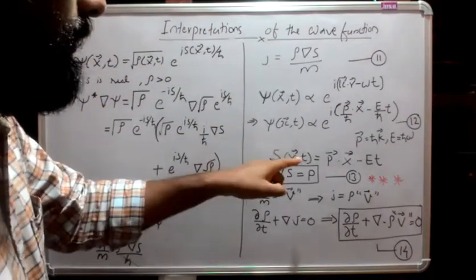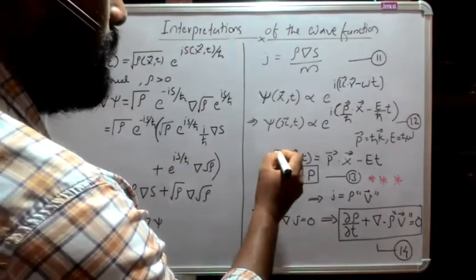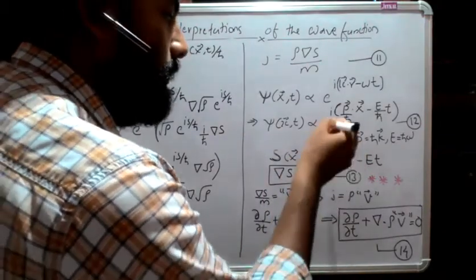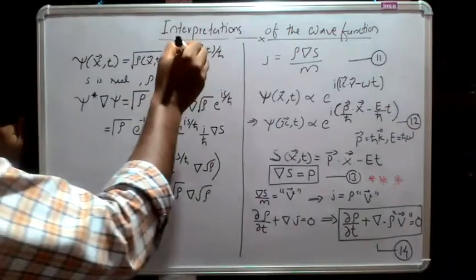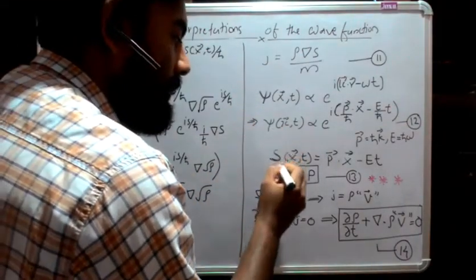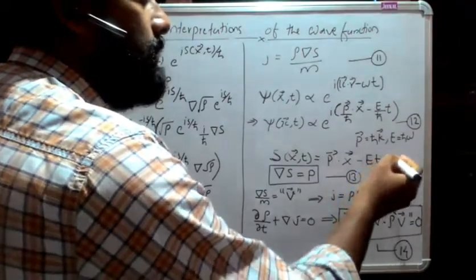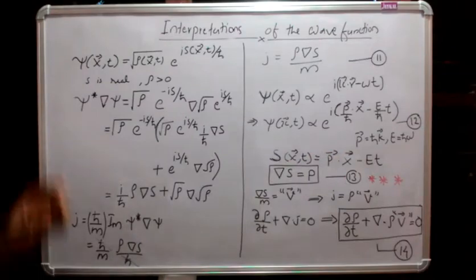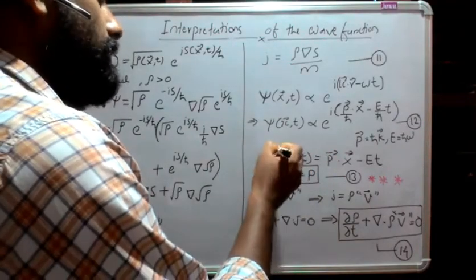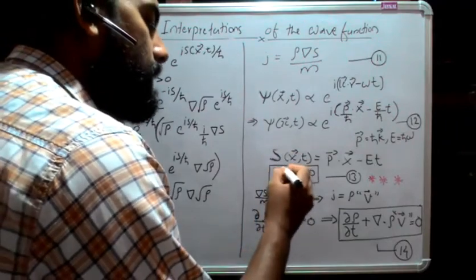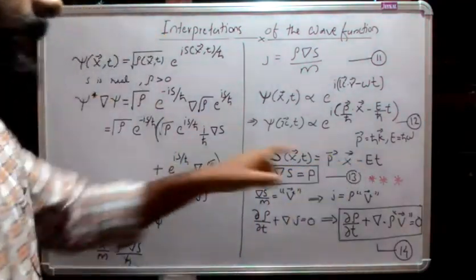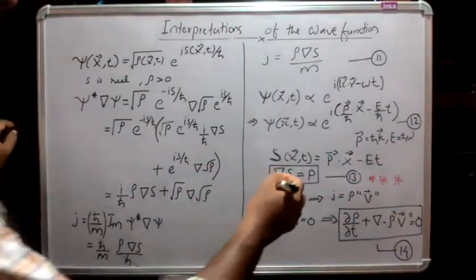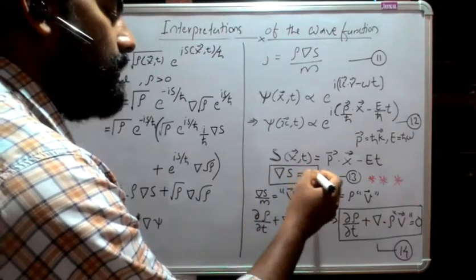We can equate this one, s as a function of x and t. When we compare equation 12 and this equation, we can write s of x t equal to p dot x minus e t. So when we find the gradient of this s, we get del s equal to p. I'll provide the derivation of that also at the end of this video. Now let me write del s equal to p.